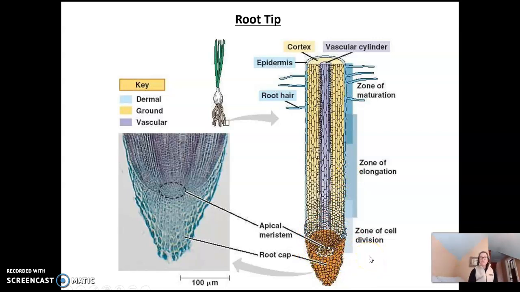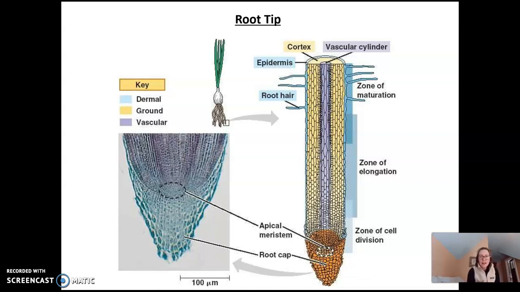You'll notice the very, very tip is a different color. That's the root cap, and that's an area where many of the cells are dead. It is protection for the zone of cell division that extends the root deeper into the soil. The zone of cell division is where we see a lot of cells going through mitosis, making copies of themselves, and that's where all the growth happens. The root cap protects that growth as it pushes through the soil.